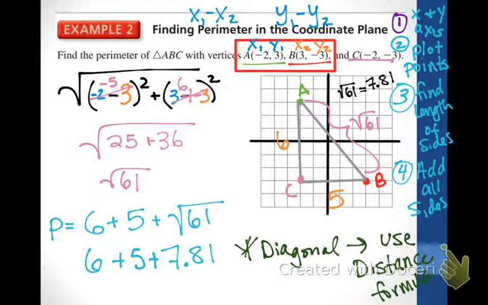What's 6 plus 5? 11. What's 11 plus 7.81? 18.81. That is the answer. Ta-da. That was a lot. This part is not a lot. I just, to explain it to you, it was. Finding the distance, that's what would take the longest.